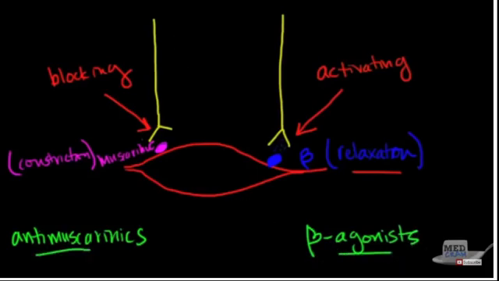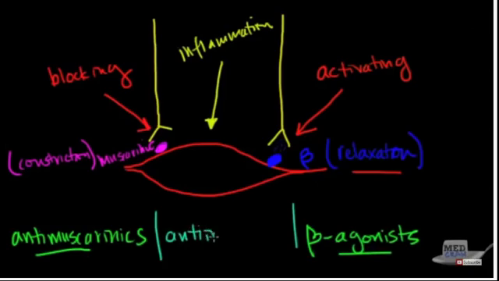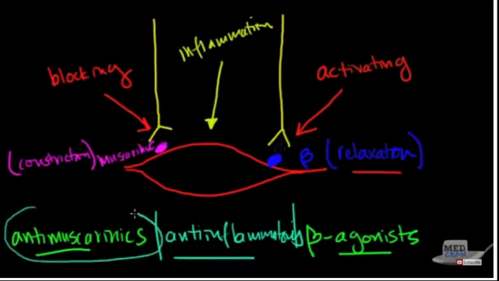Now, the other thing that we're going to see pharmacologically, and we'll talk about this, is inflammation. Inflammation is going to cause constriction. So what we're also going to use is anti-inflammatories. So what I've just shown you here are the 3 cornerstones of asthma treatment.